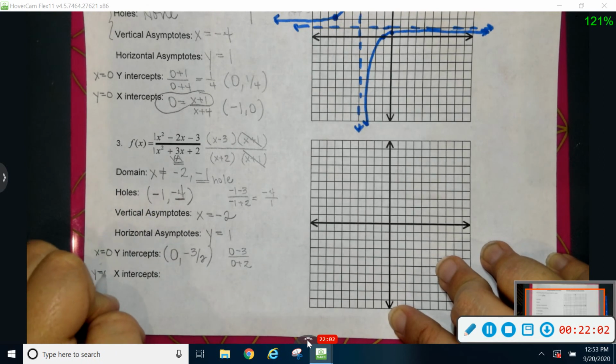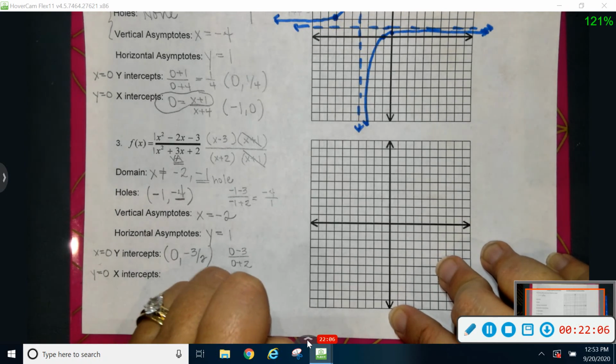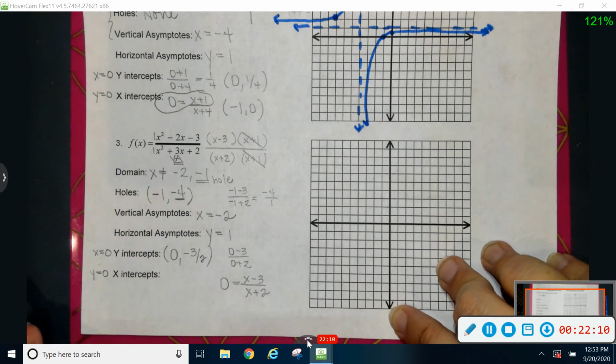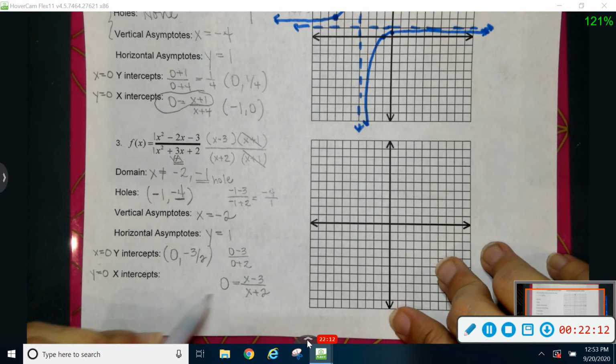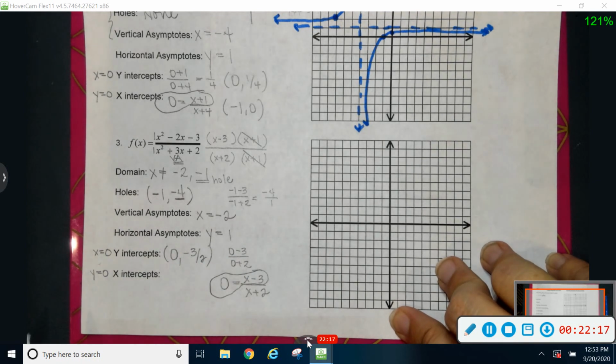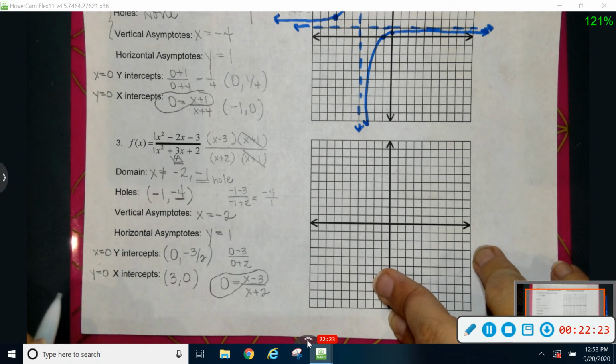X-intercepts where I make y equal to 0. So I'm going to set the entire equation equal to 0. Again, using that factored form because it's a whole lot easier to analyze with the factors. If I want my fraction to be 0, that means I want my top to be 0. So what will make x minus 3 a 0 in the numerator? Positive 3. So I'm going to have an x-intercept at 3, 0.